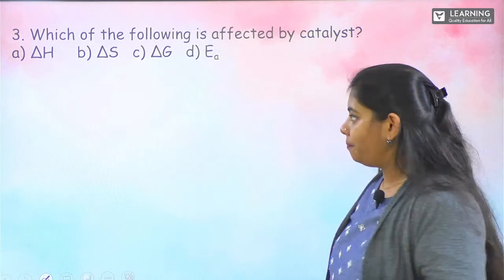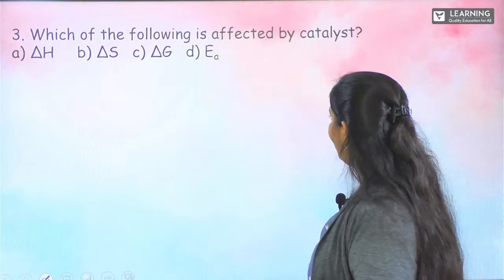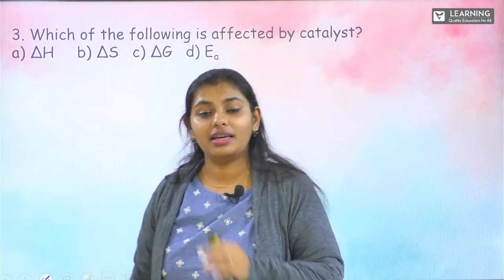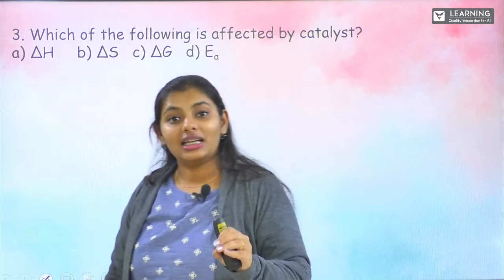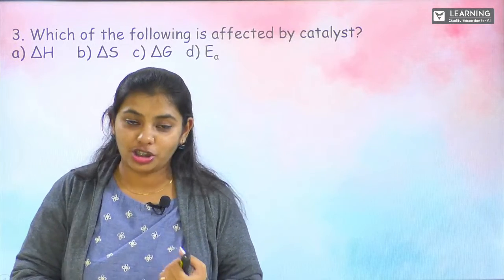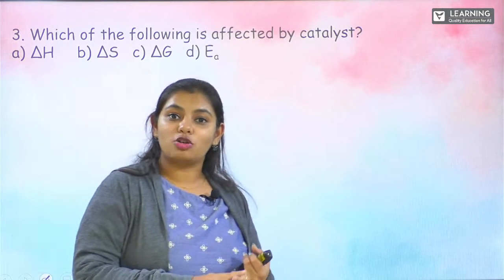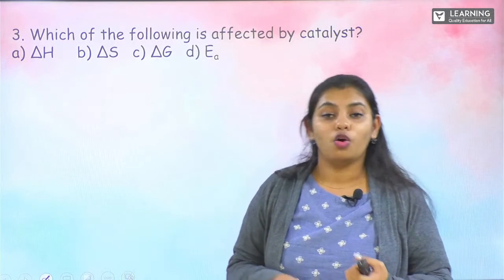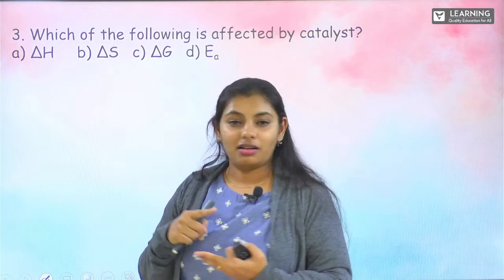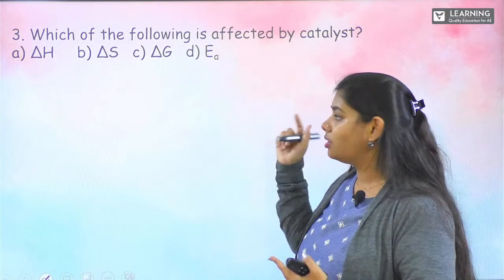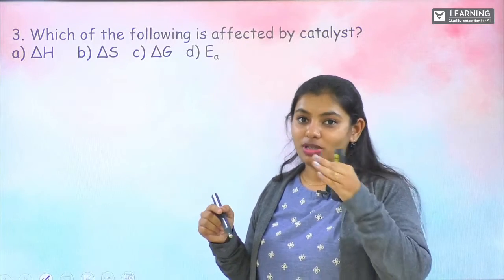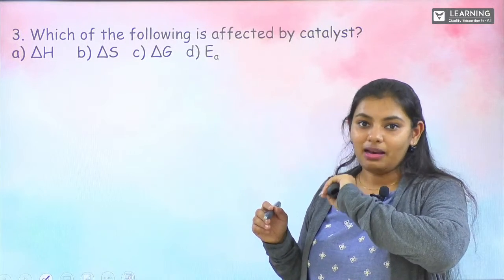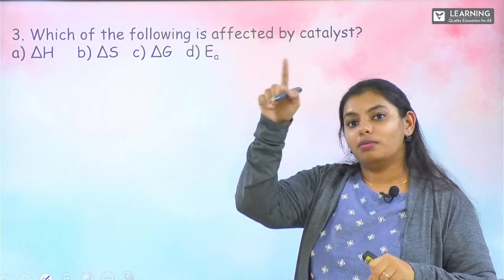This is an MCQ type. Which of the following is affected by catalyst? So which of the following given data is being affected by the catalyst? What did we see? Catalyst is going to be affected by activation energy. That's the first thing we saw. Then catalyst is going to be dependent on collision frequency. And the next thing we saw, the catalyst also is going to be affected with the probability, right? P into ZAB, E to the power of minus EA by RT.